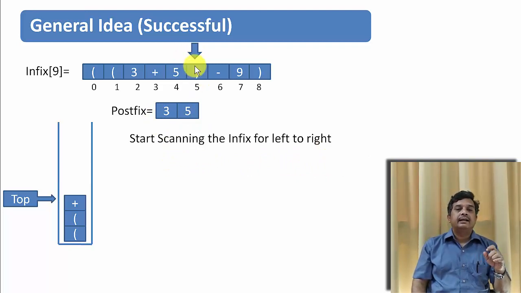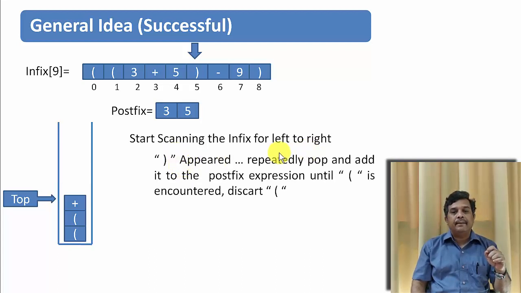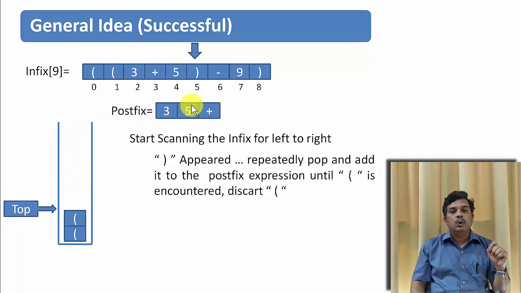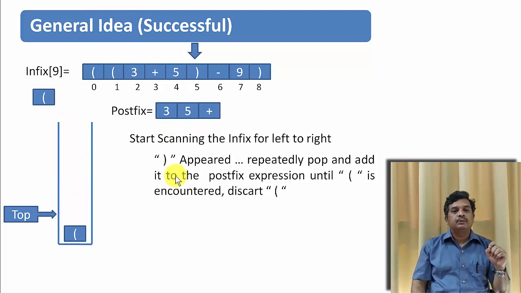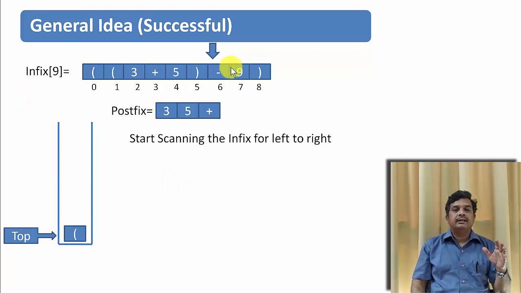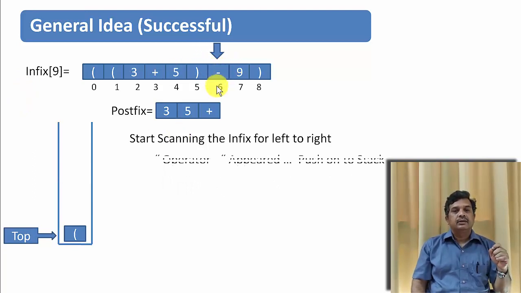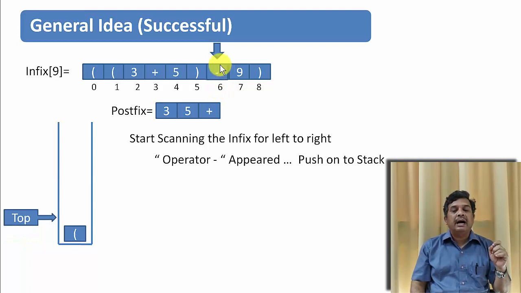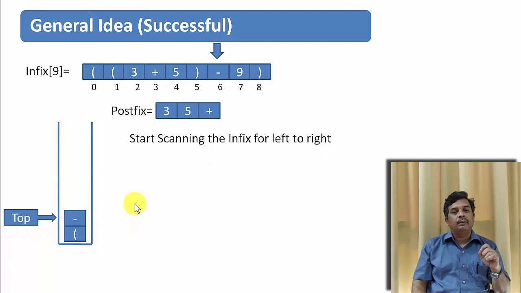The next scanned character is a right parenthesis, and when the right parenthesis appears, I'll pop from the stack till the left parenthesis appears, and whenever I get a left parenthesis, I'll discard it. So from the top of the stack, I'm having plus, so I'll add it to the postfix expression and I'll discard the left bracket. So the next character that is scanned is minus. So minus is the operator. What do I have to do? I have to push this onto the stack. So the minus symbol is on the top of the stack.